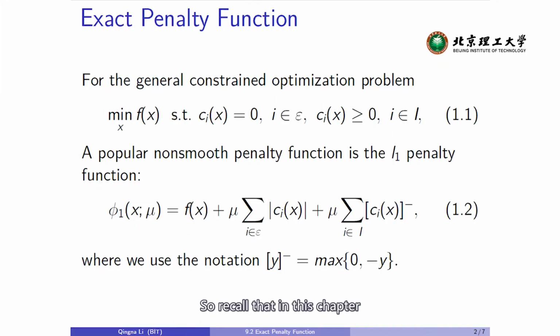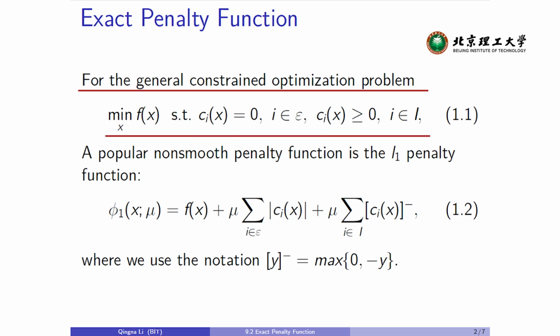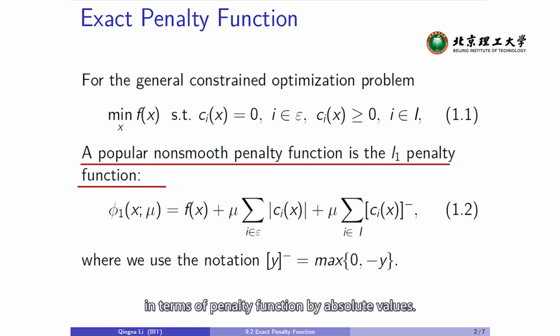So recall that in this chapter we are trying to solve the constrained problem with equality constraints and inequality constraints. So we try to transfer the constraints into an unconstrained problem. In the previous part, we introduced transferring the constraints in terms of the quadratic penalty method, and we solve the resulting unconstrained problem. There is another way to transfer the constraints in terms of a penalty function by absolute values.